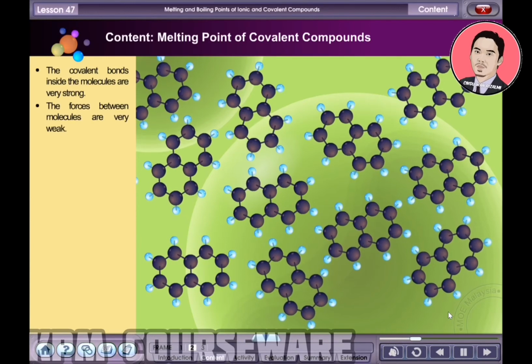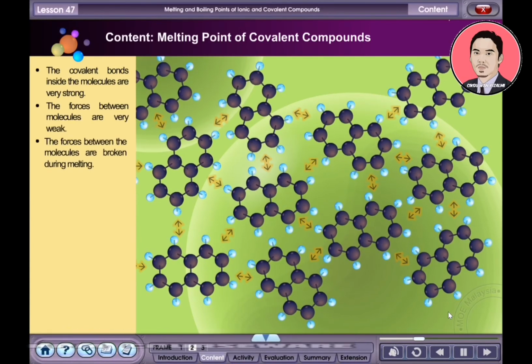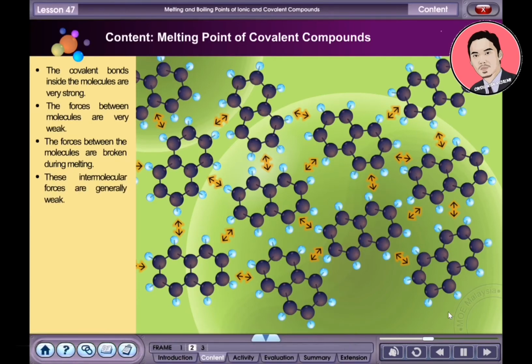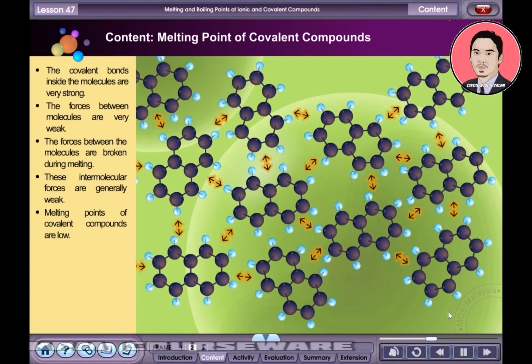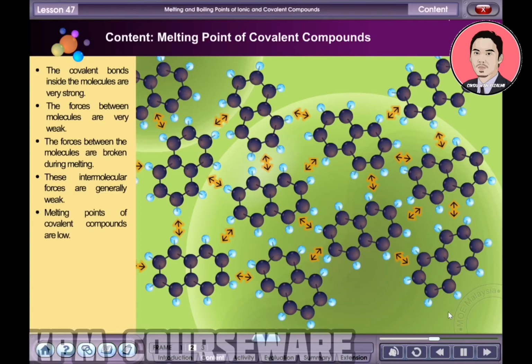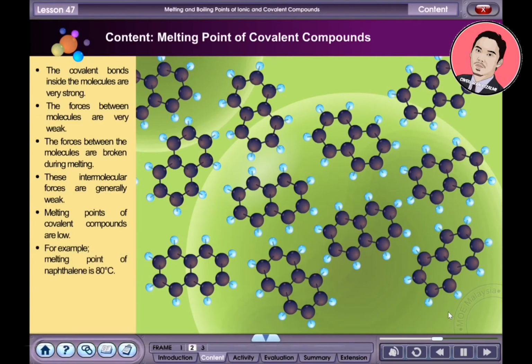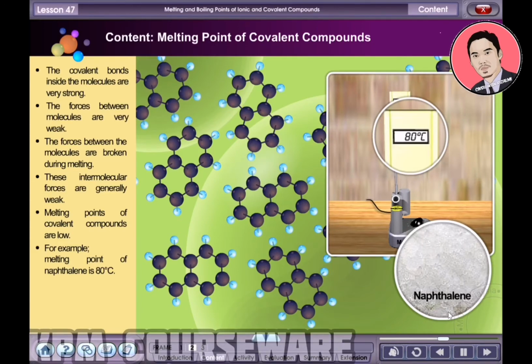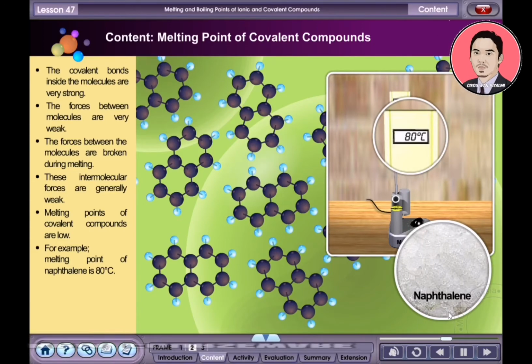When a covalent compound is melted, it is the forces between the molecules that are broken. These intermolecular forces are generally weak, and so melting points of covalent compounds are low. For example, the melting point of naphthalene is 80 degrees Celsius. Click the Zoom button to find out.